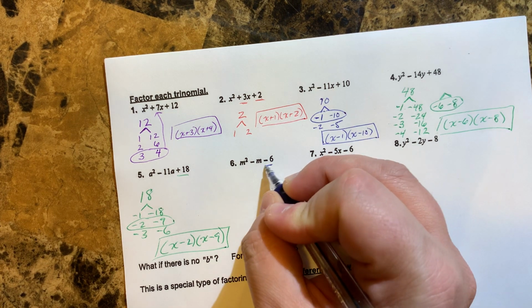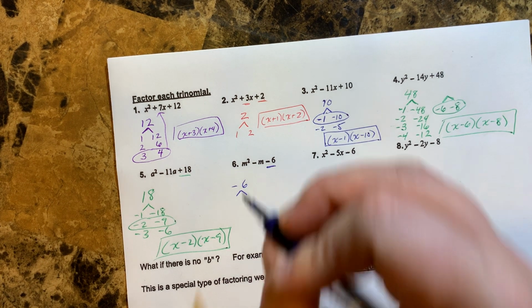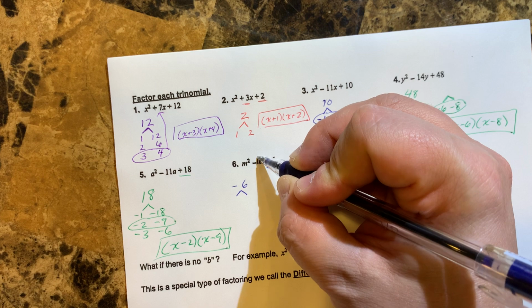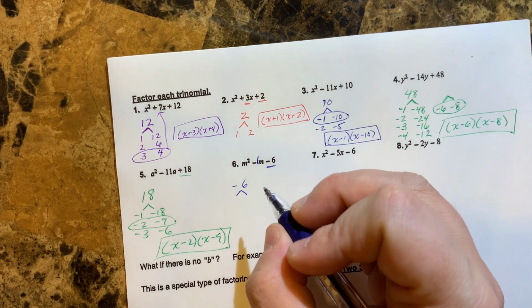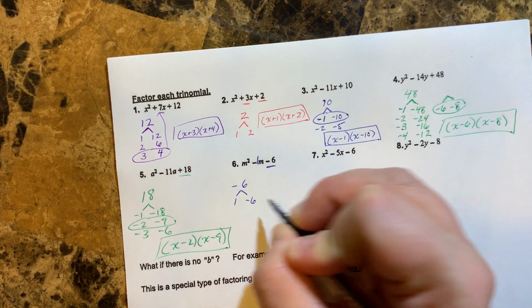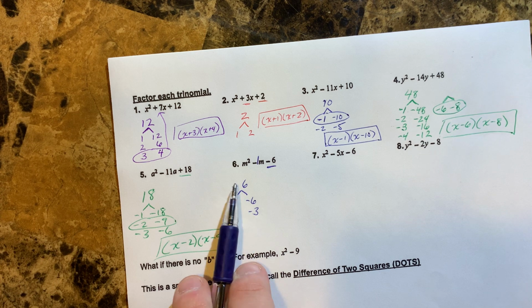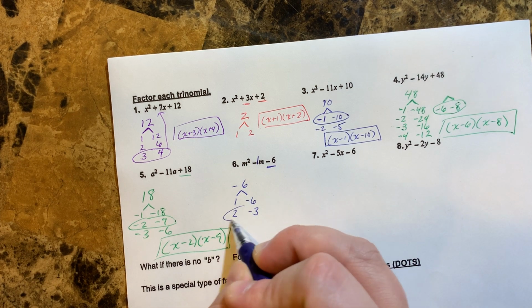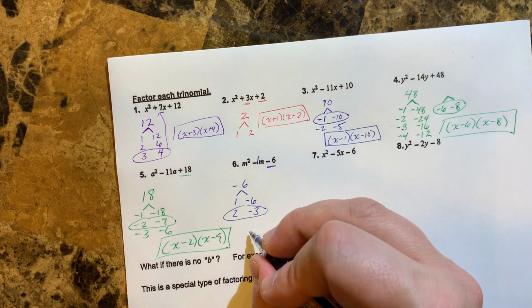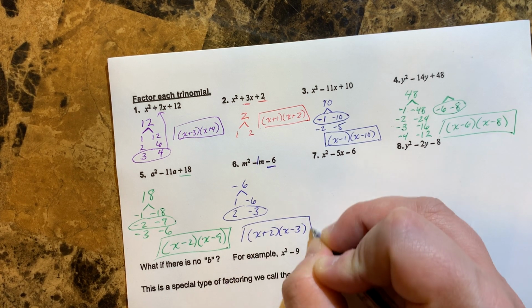What multiplies to negative 6 but adds to, well, there's nothing there. So let me put my coefficient of 1 as a placeholder. So what adds to negative 1 is what I'm looking for. So I'll try 1 times negative 6, and I'll try 2 times negative 3. Because a positive times a negative will be a negative, but when I add one of each, I'm going to keep the sign of the larger value. So 2 plus negative 3 would get us negative 1. x plus 2 times x minus 3 is my answer.